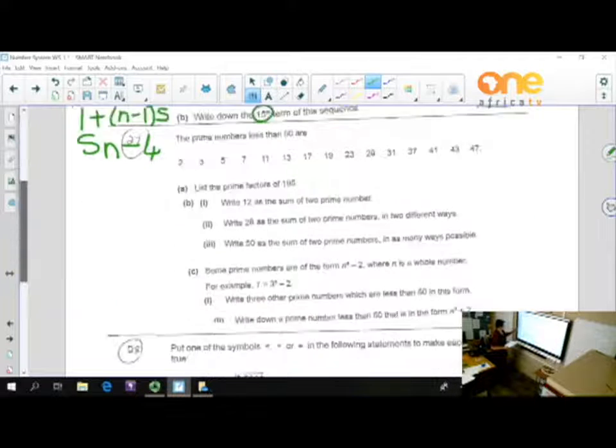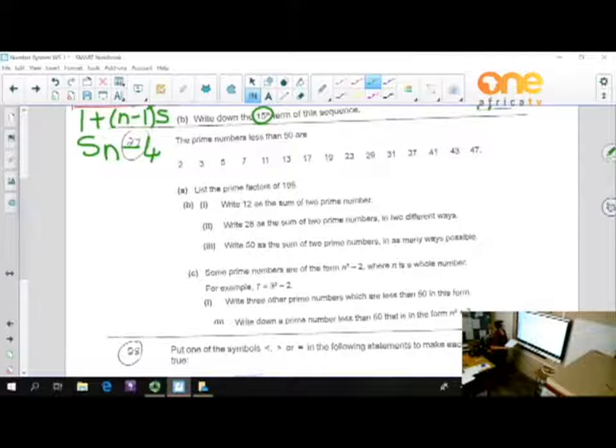Question 27. The prime numbers less than 50 are. So these are all prime numbers. What is a prime number? You can only divide by 1 and itself. 1 is not prime. 2 is the only even prime number.